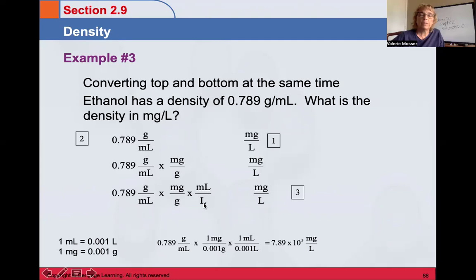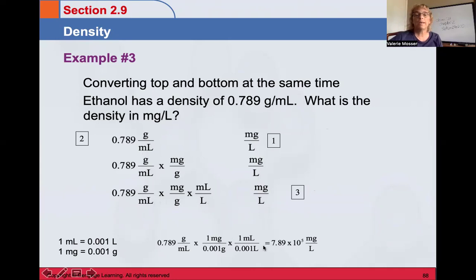is milligrams per liter. So in the case where the problem starts out with 2 units, you have to start the problem with 2 units and end up with 2 units. And you can do it all in one dimensional analysis string. Convert your grams into milligrams in the first step and your milliliters into liters in the second step. So now we have our grams to mils and milligrams per liter.